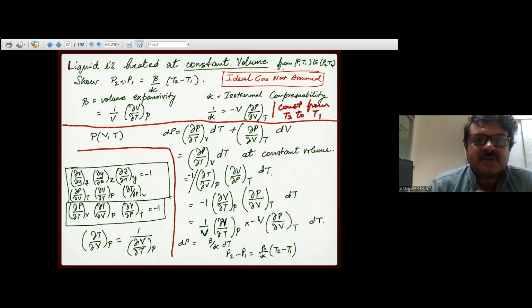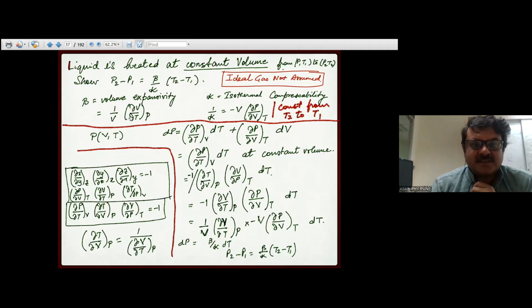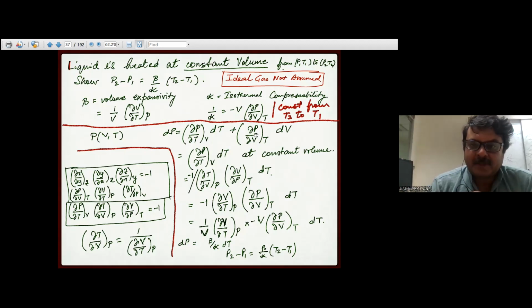So the way to solve the problem: you are being asked to calculate P2 minus P1, so you basically want dP. And how would you express pressure in terms of, see here there is del V del T. So it's a function of temperature, and this is a function of volume. So we are expressing P in terms of T and V. If you change temperature, how will pressure change? If you change volume, how will pressure change?